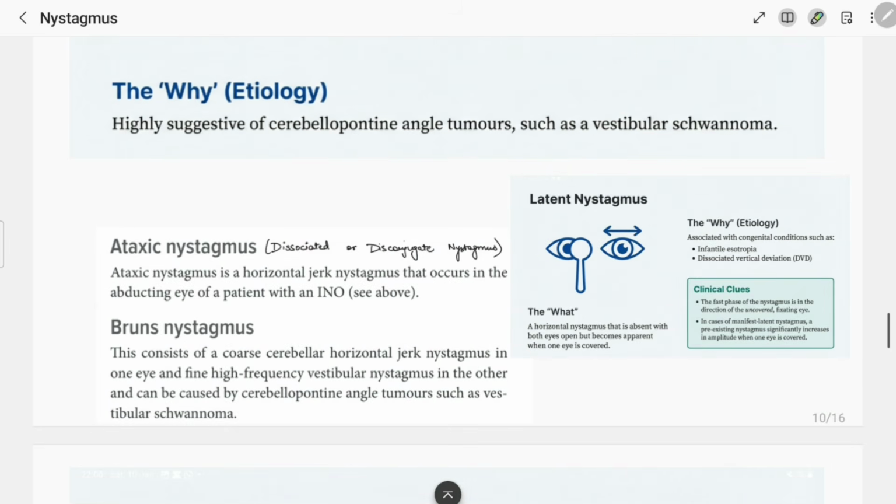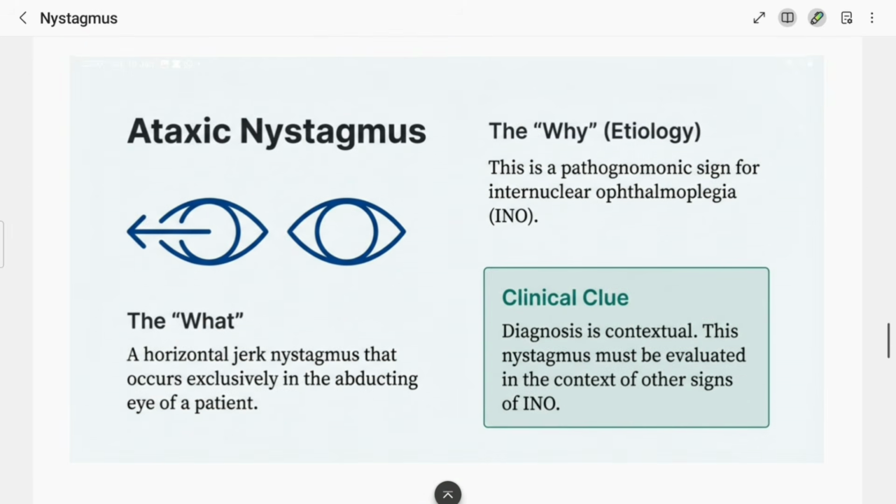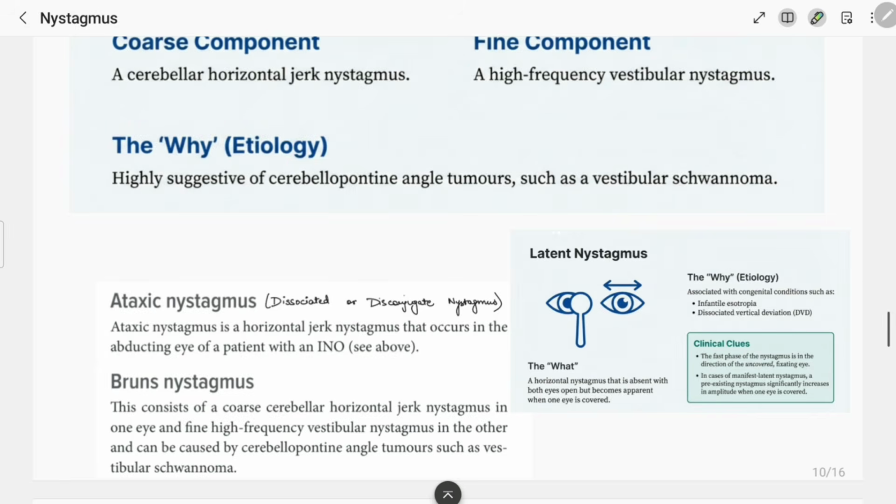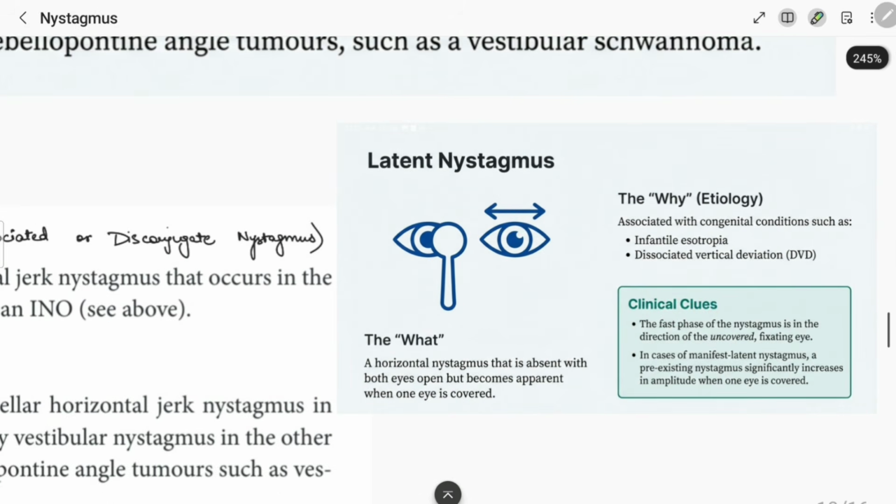Third category is the ataxic nystagmus. Ataxic nystagmus is a pathognomonic sign for internuclear ophthalmoplegia. It is a horizontal jerk nystagmus that occurs exclusively in the abducting eye of the patient. And obviously, you should look for the other signs of INO because the diagnosis is contextual. Then coming to latent nystagmus.